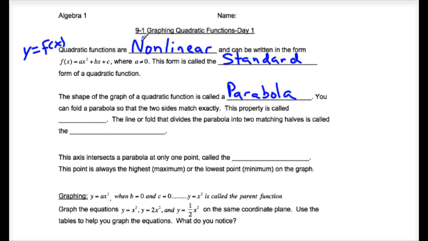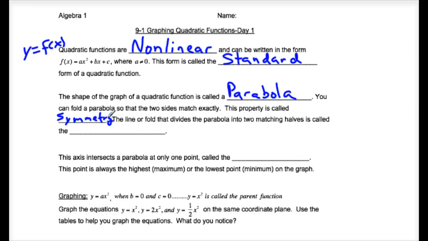Now, everybody, pretend that you could fold the parabola directly in half. Would the right half match up with the left half if you fold it in half? Yes. Right? It has to do that. What's that property called when something like that happens? Symmetry. There are two m's in symmetry.